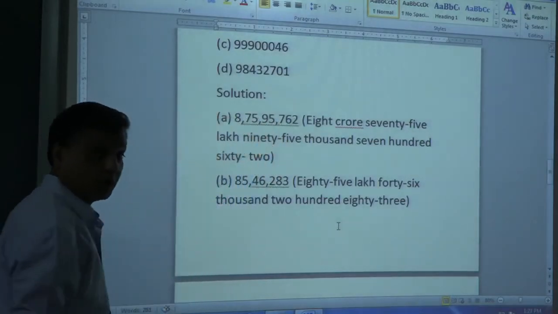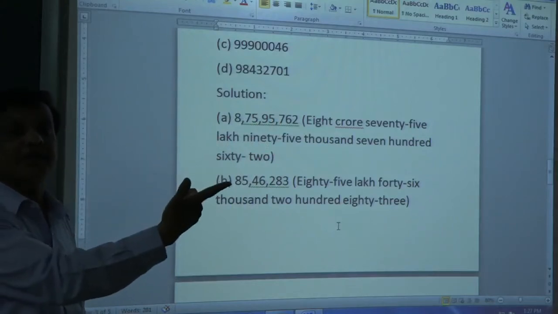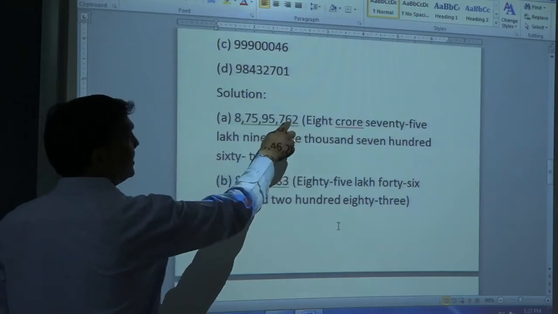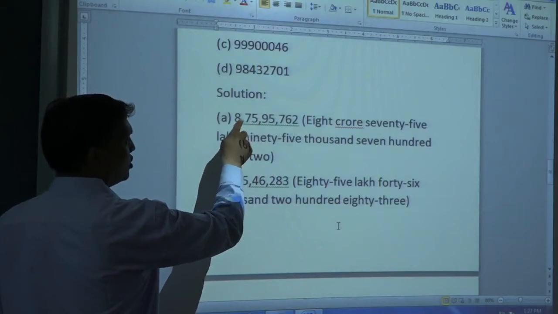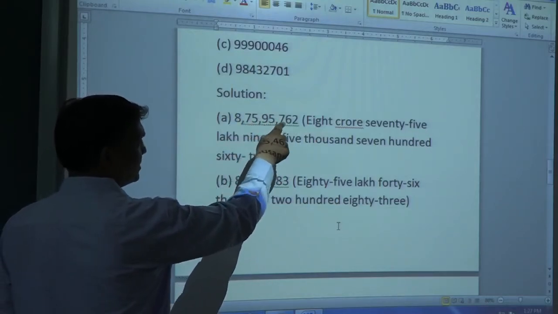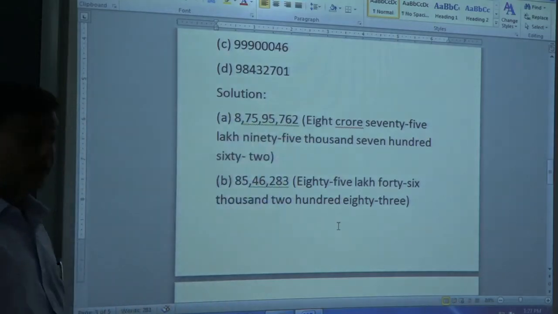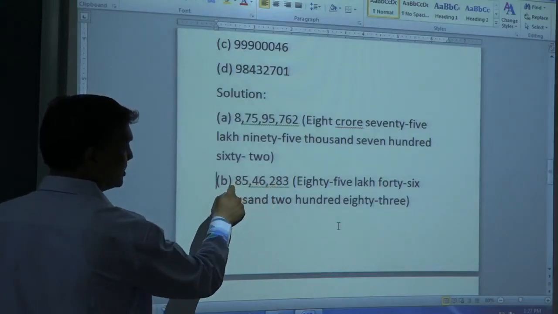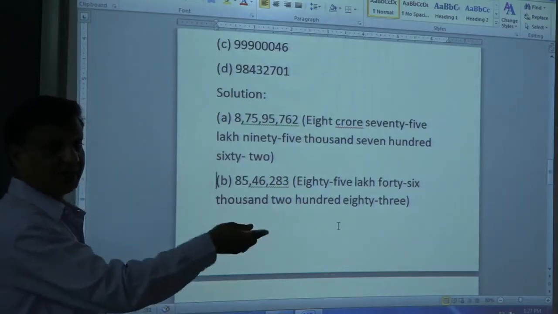First, what we have to do? We have to place a comma. It's set in the Indian system: 3 digits before, 2 digits before, 2 digits before, and so on. Now, when you put the commas, start counting from the right side to the left side. The first digit is of unit number. So units, tens, hundreds, thousand, 10,000, lakh, 10 lakh, crore. So the number is 8 crore, 75 lakhs, 95,762.